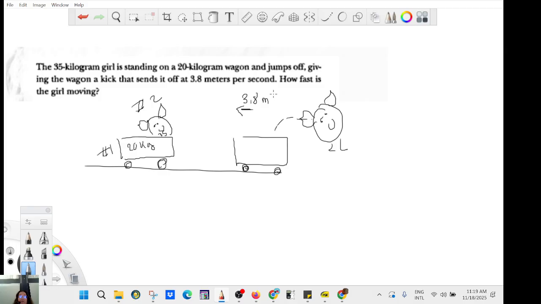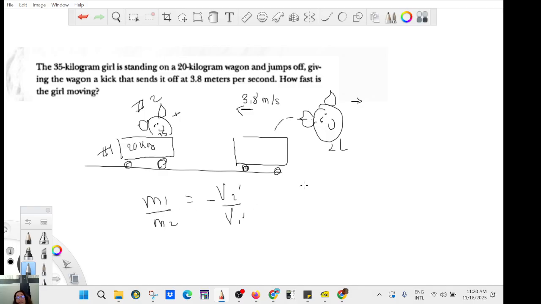So both of them are at rest, right? So what type of situation do we have here? It's a recoil situation, right? It's when you go kayaking and you step inside the kayak and all of a sudden the kayak moves. Okay, so I'm going to call the little girl number 2. Okay, so I can use the magic equation, right?